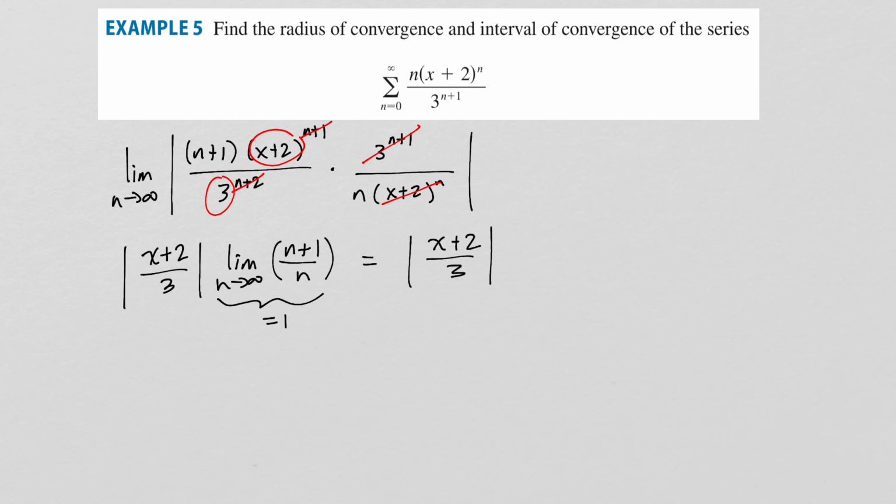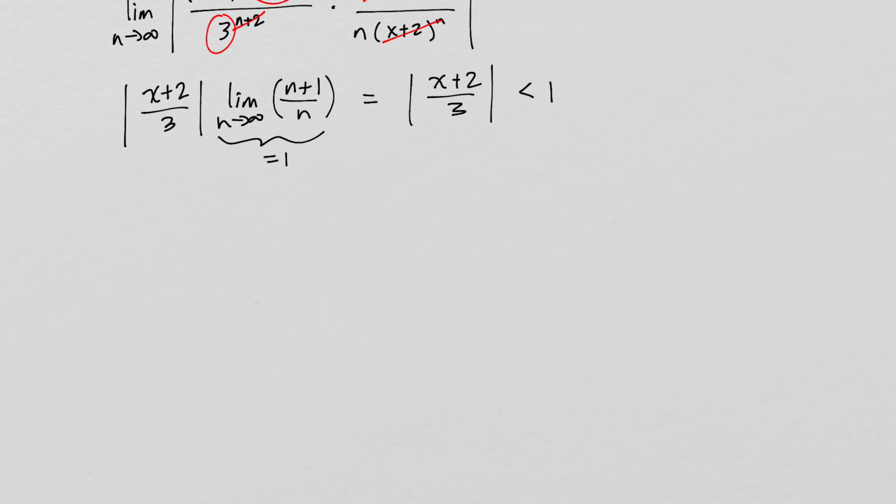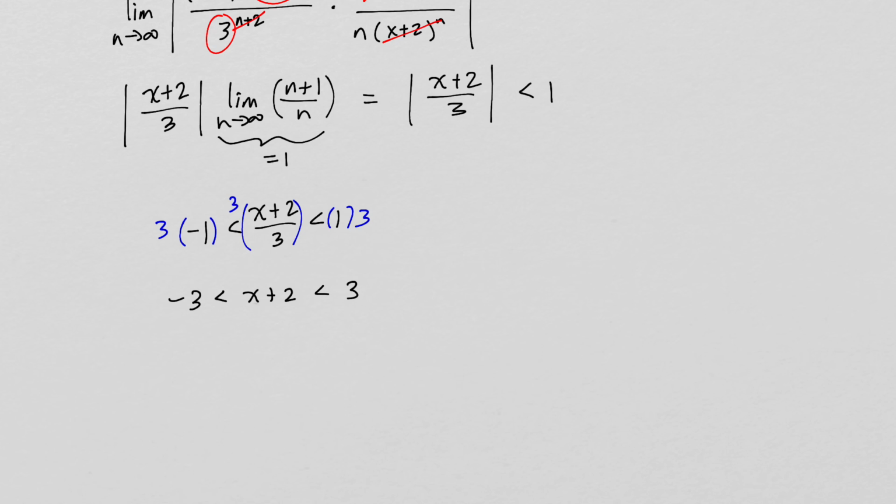And we know that the ratio test tells us this converges if this limit is less than 1, which of course means that x plus 2 over 3 has to be a number in between negative 1 and positive 1. Now to solve this, I'm going to multiply all three parts here by 3, which gives us negative 3 less than x plus 2 less than positive 3. And finally, I'll subtract 2 from everything, which gives us negative 5 less than x less than 1. So this is our interval.